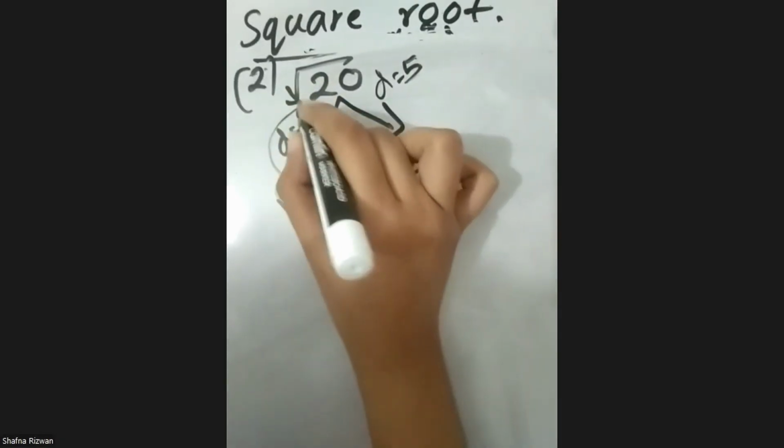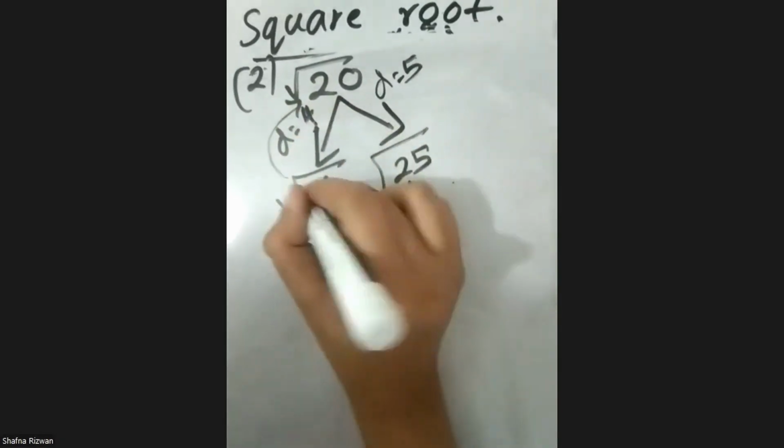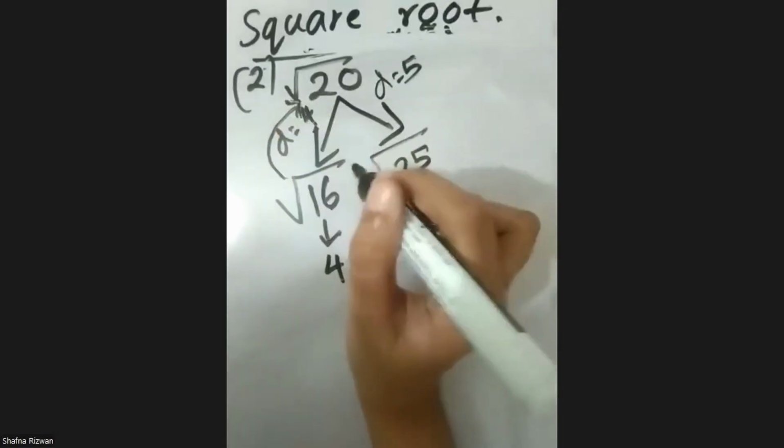4 is the smallest value, no? Because of that reason, the 16 will be your closest value.